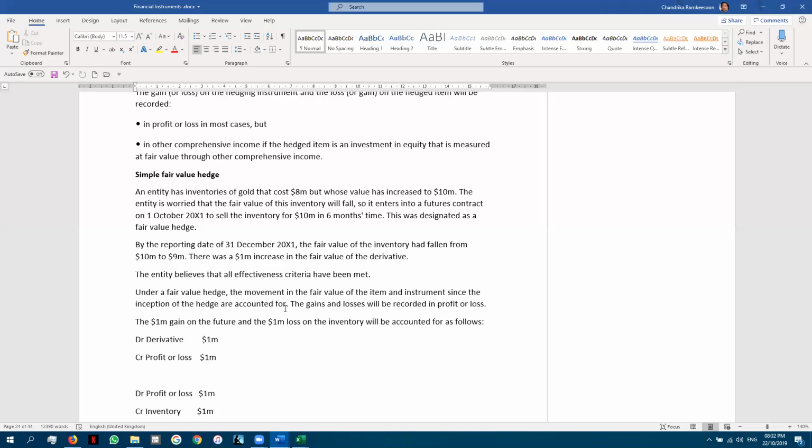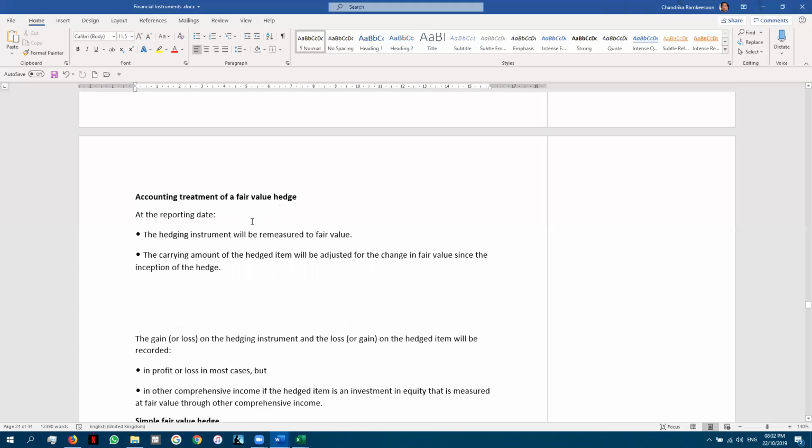So notice it enters into the futures contract on 1st October. All right, that's when the agreement was made. It's not as though the gold itself will be sold on the 1st October. That's when the agreement was made. And this was designated as a fair value hedge. See, this is what I was telling you, how the examiner may hint it to you, which is what we are dealing with here. Okay.